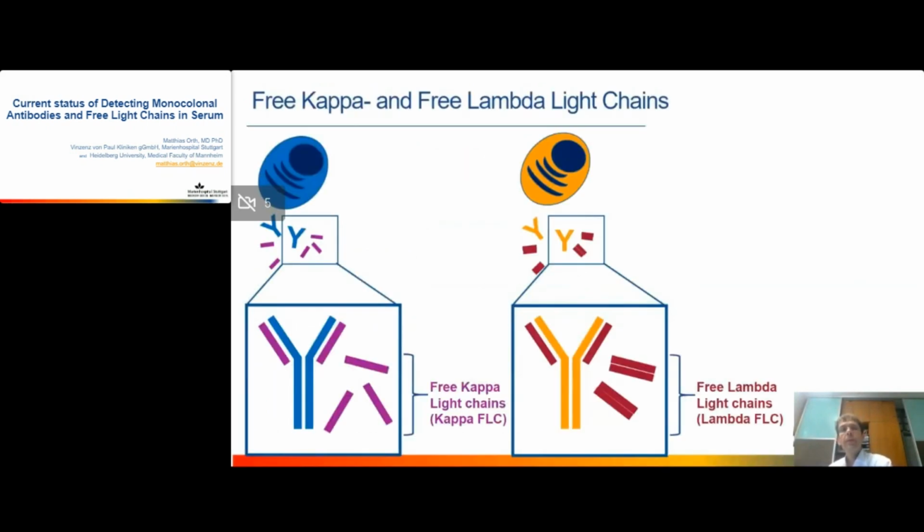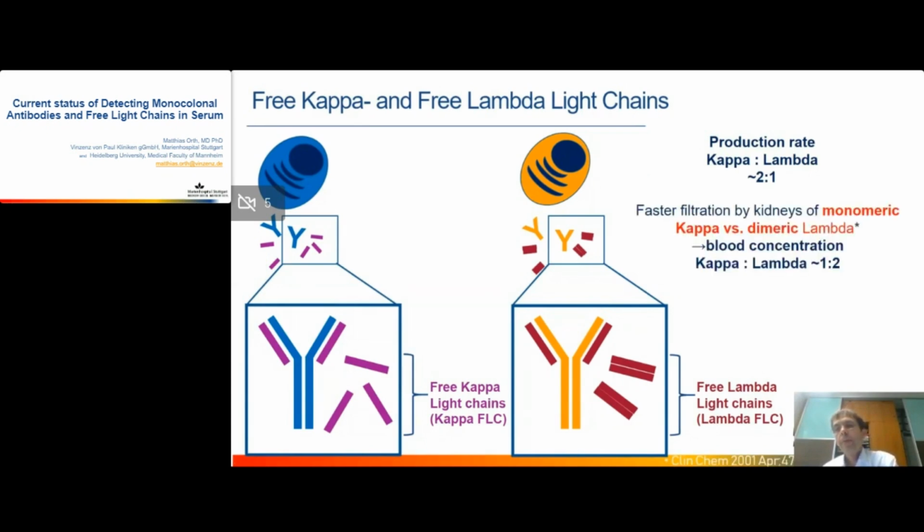Now it comes to the detection of free kappa and free lambda light chains. So the plasma cells produce either free kappa chains or lambda chains, and they have a rather complicated metabolism. The production rate of kappa to lambda is about 2 to 1, but the kappas are monomeric and the lambdas are dimeric. So the filtration by the kidneys of the monomeric kappas is larger than of the dimeric lambdas, and so actually the resulting blood concentration is 1 to 2. It's just the opposite way.